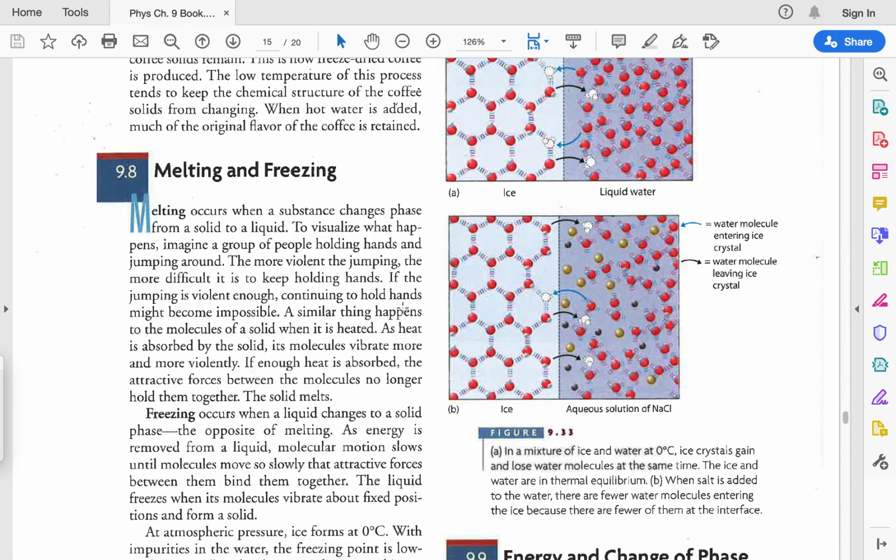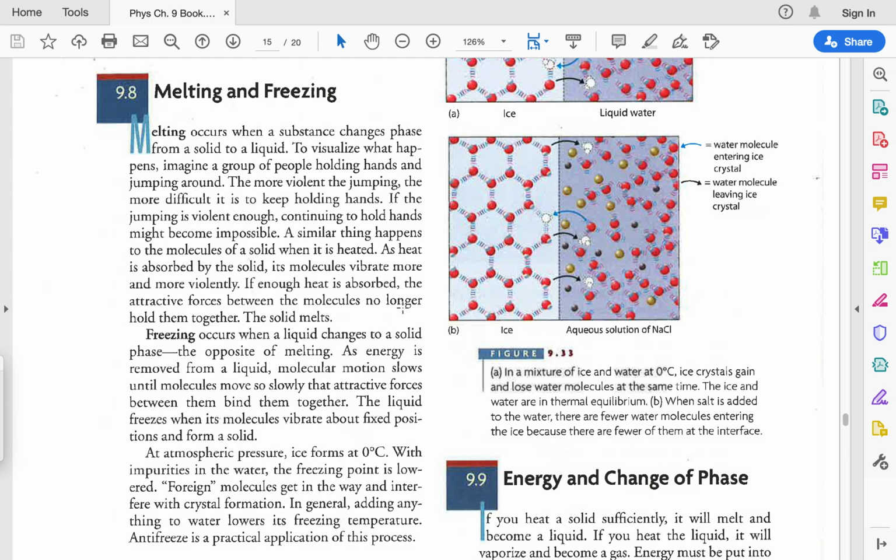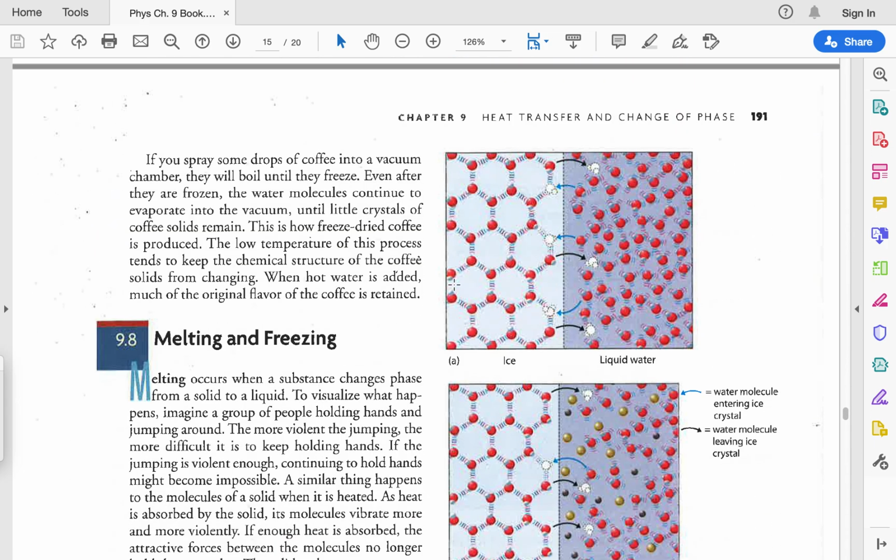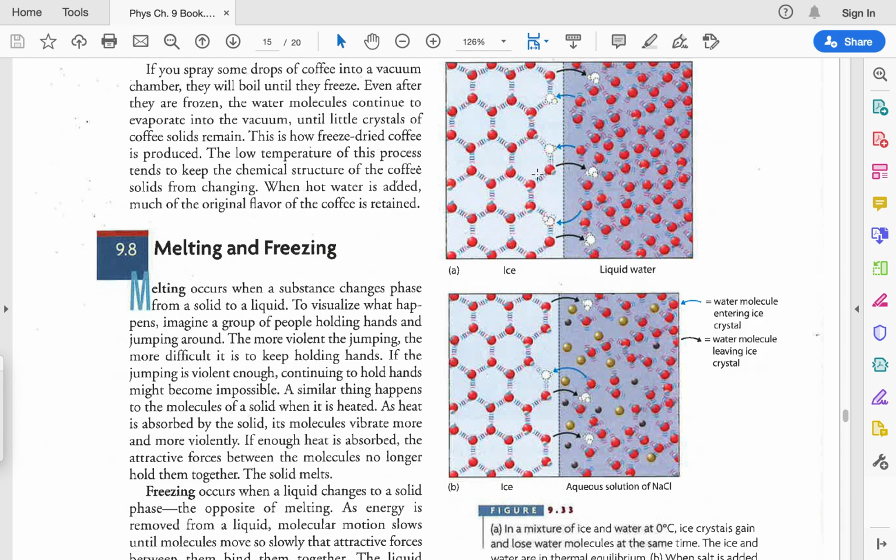Okay? Melting and freezing. We already kind of talked about melting and freezing, but melting is going from solid to liquid, freezing is going from liquid to solid. Okay? And you can see the differences between the two, liquid and ice. All right? And what's happening.